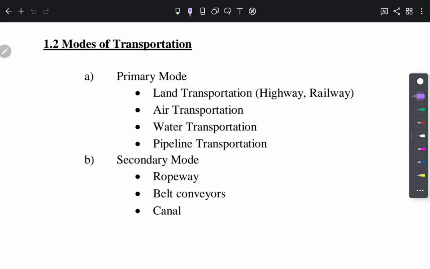Modes of transportation can be categorized into two categories. First is the primary mode, which includes land transport, air transport, water transport, and pipeline or tunnel transport. These types of transport are very common and can be used or replicated anywhere around the world. Whereas the secondary mode of transport, which includes ropeways, belt conveyors or canals, is not a very common mode of transportation. These are generally used for a specific purpose or to complete a particular task. We cannot replicate these secondary modes of transportation everywhere. Also, the cost of secondary modes of transportation is very high in comparison to primary modes.